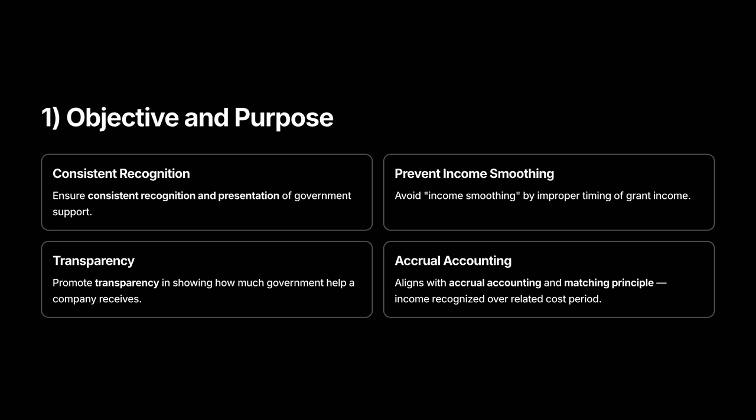Recognize grant income over the period of the related cost or benefit. It also prevents income smoothing. That's when companies manipulate timing to make profits look steady. In short, be transparent, be consistent, and match the grant income with the expense or asset it relates to.